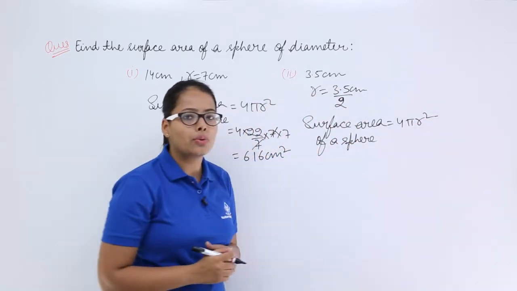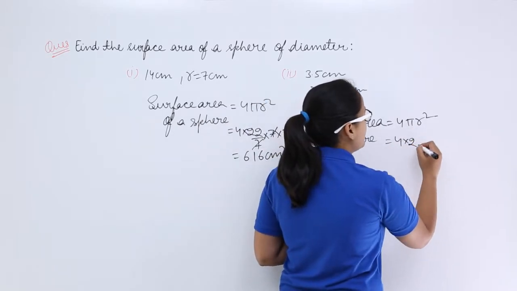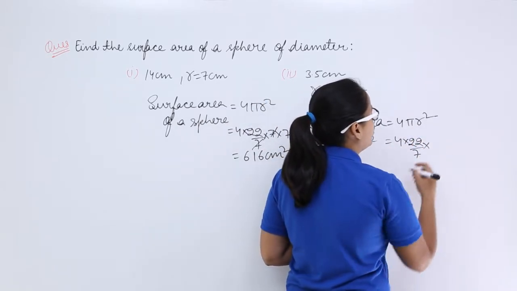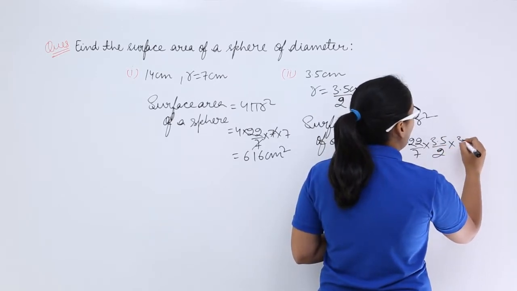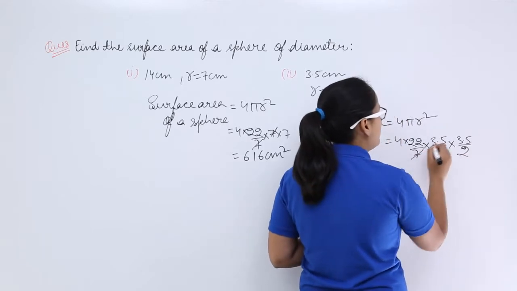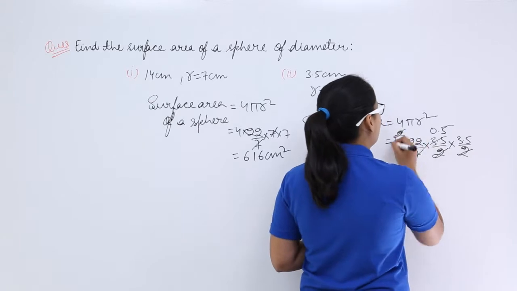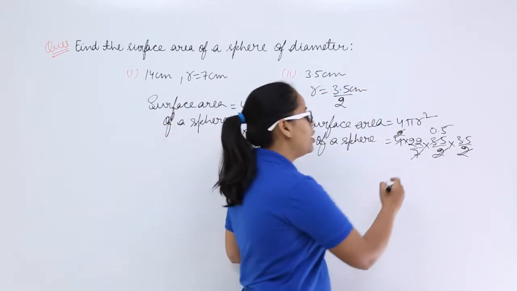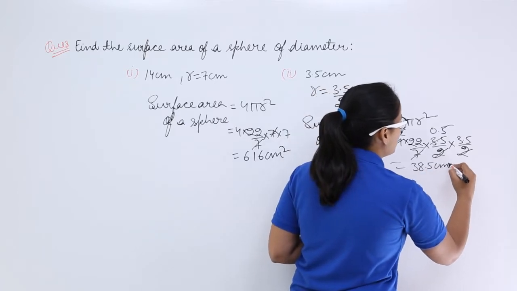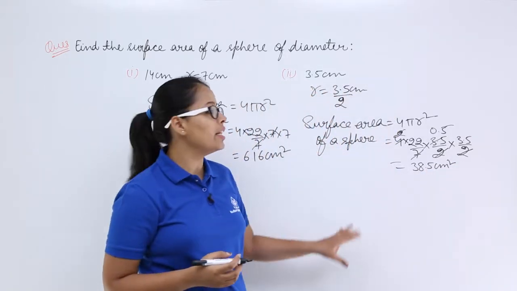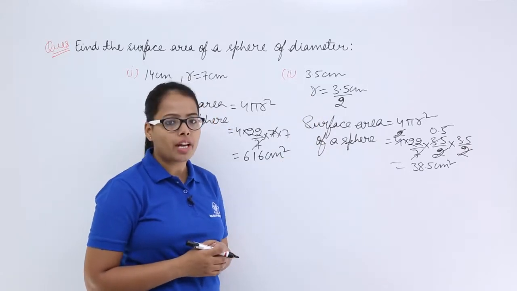In this expression, you do know the value of r. Let's put that value here. 4, you can replace the value of pi with the value of 22 by 7. You can write r square as 3.5 by 2 into 3.5 by 2. On cancellation, you will be getting this. Now when you evaluate this, you will get 38.5 centimeter square as the surface area of the sphere in the case of the diameter, where diameter is 3.5 centimeter.